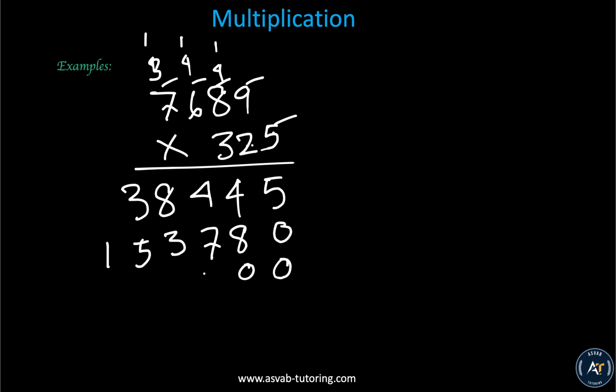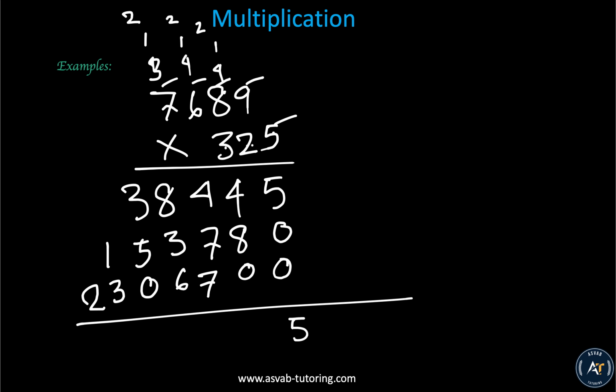So 3 times 9 is 27, 7 carry 2. 3 times 8 is 24, 24 plus 2 is 26, 6 carry 2. 3 times 6 is 18 plus 2 is 20, 0 carry 2. 3 times 7 is 21 plus 2 is 23. So now I could add them.